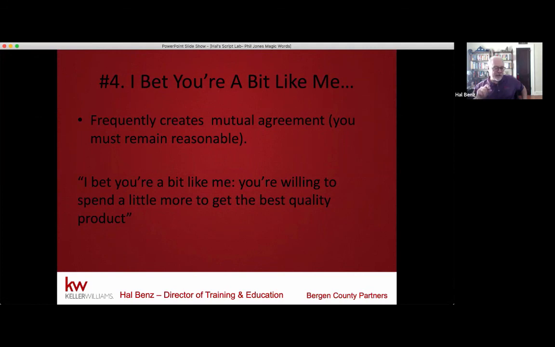I bet you're a little bit like me. You'd be willing to pay an agent 12% to list your home. No, they won't. But I bet you're like me. I bet you're willing to spend a little bit more to get quality. Isn't that true? And to try to get buy-in, right? And that allows them to kind of grease the skids. How else could you use this in a real estate setting?